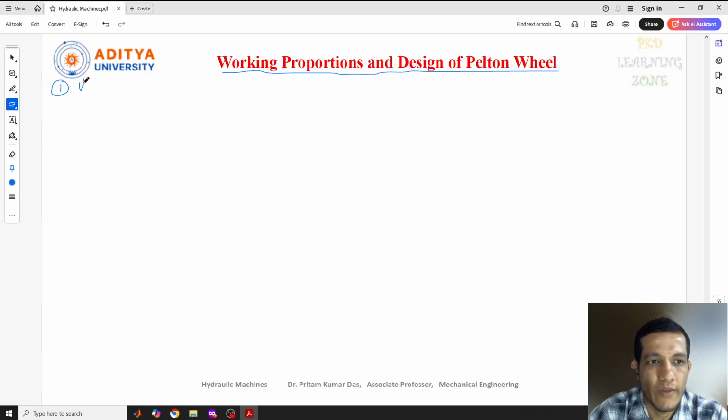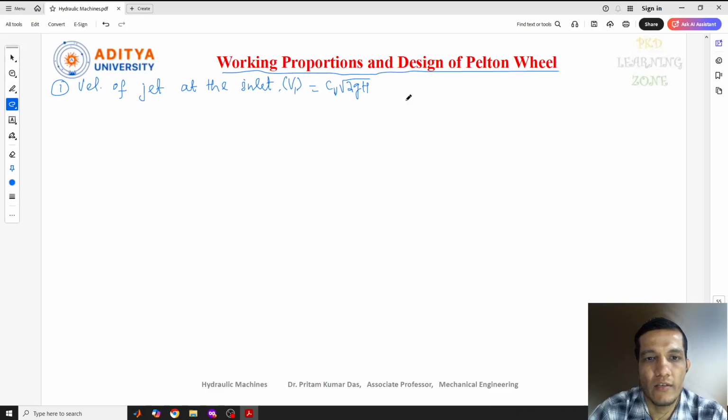The first terminology I can consider is the velocity of jet at the inlet condition. Velocity is indicated by capital V, so at the inlet condition we consider it as V1. This V1 is calculated by the formula Cv root over 2gH.